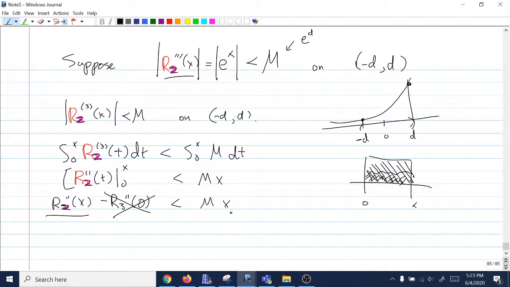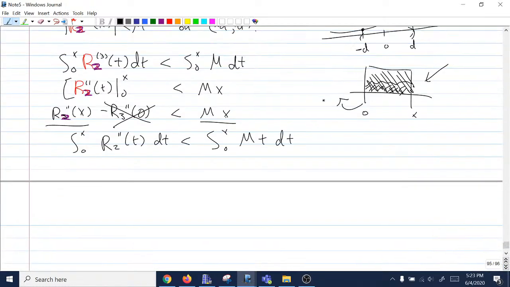I get R2 double prime is at most as big as mx. Integrate that again. The integral from 0 to x of R2 double prime of t dt is going to be less than the integral from 0 to x of mt dt. For the same reason, my function's less than the thing, so the inequality is going to be less than. If I was left of 0, there would be 2 minus signs canceling something out. The inequality would be reversed, but also when you integrate over a reflected integral, you get the same inequality.